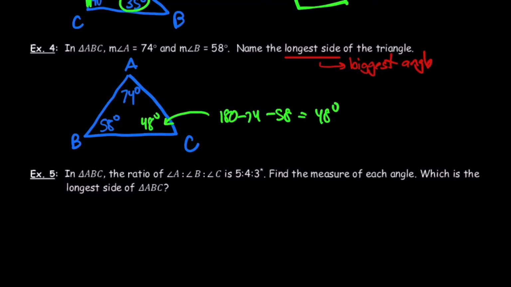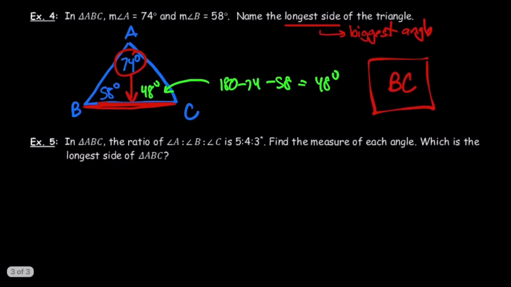Now that I know all three angles, I can compare and find the biggest angle. What's the biggest angle? 74. So circle that. What is the side across from it? It's this side right here, BC. BC, name it with the two endpoints, and we're done.